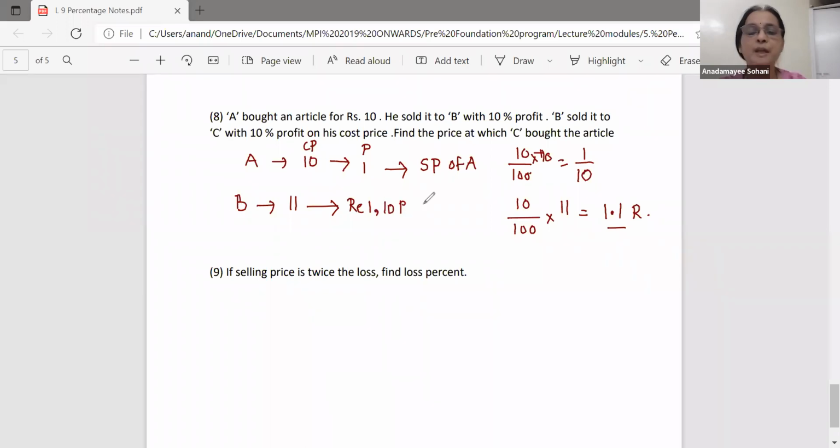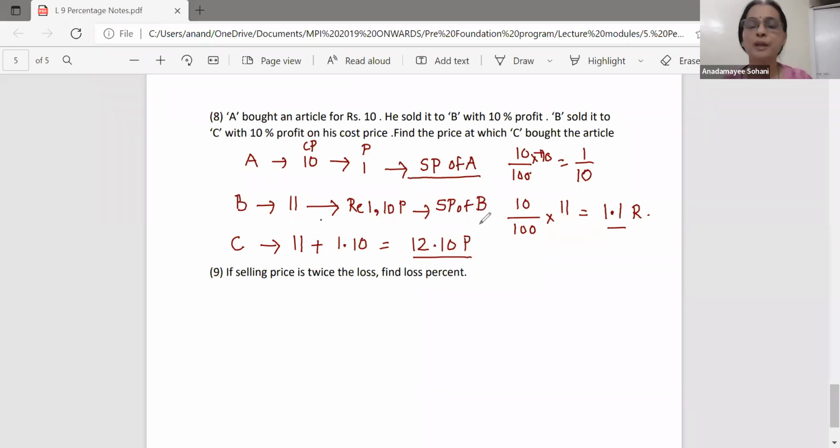So B sold it for 1 rupee 10 paise to C with a profit of 1 rupee 10 paise. So he sold it at 11 plus 1 rupee 10 paise. So C got it for 12 rupee 10 paise. Understand? This is a 3-step problem. A's sale price is B's cost price and B's sale price is C's cost price.